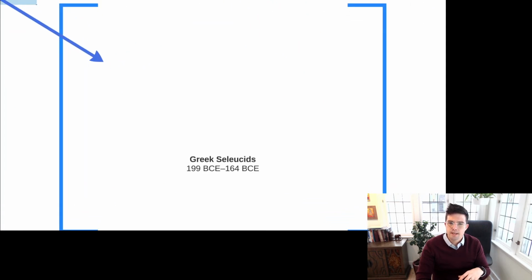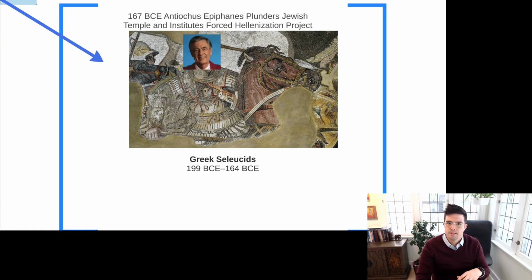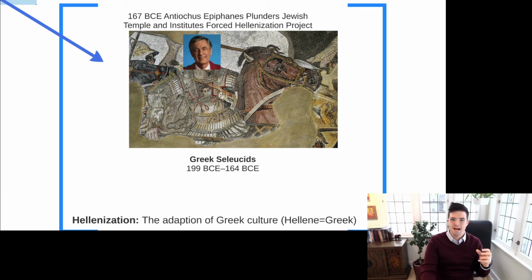The Seleucids, on the other hand, did not have the same sort of Mr. Rogers kind of tact. But really, under the Seleucids, we start to see what is called a Hellenization, or a forced Hellenization project onto the Judeans. And when we're talking about Hellenization, we're talking about the adaptation of Greek culture. So the word Hellene is the word for Greek. So Hellenization is sort of Greekification.